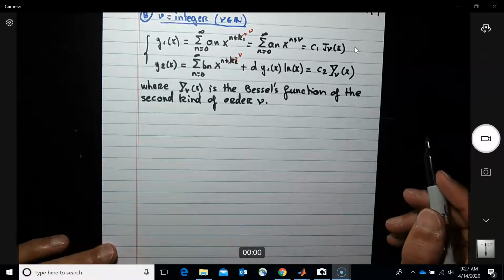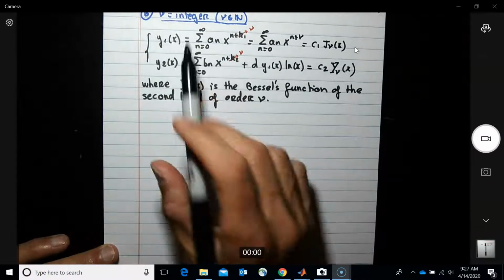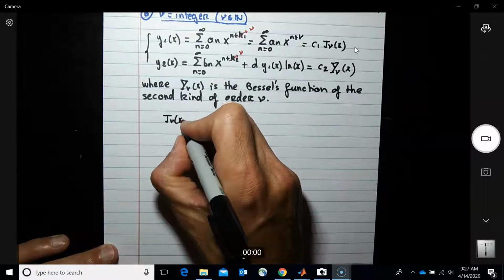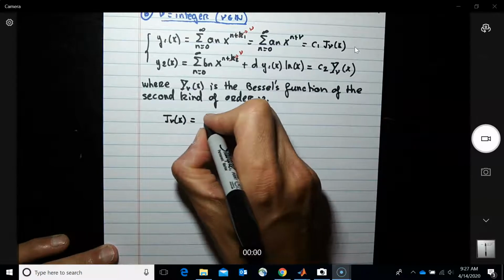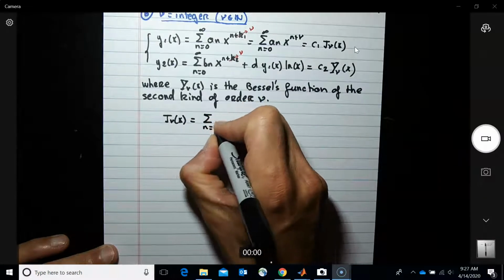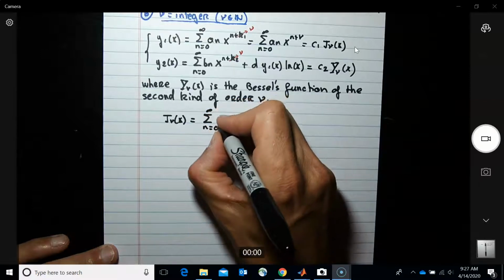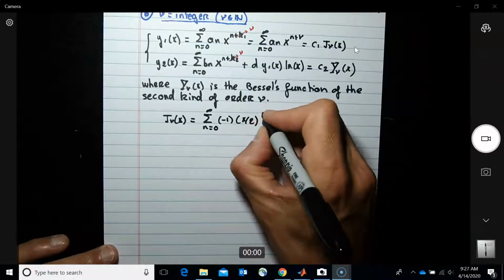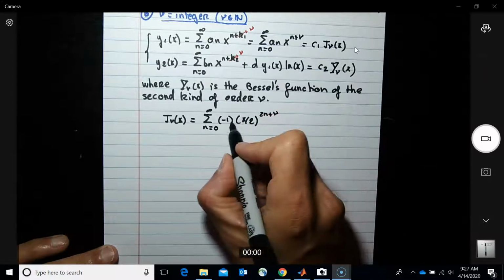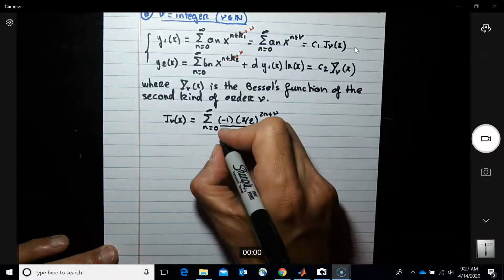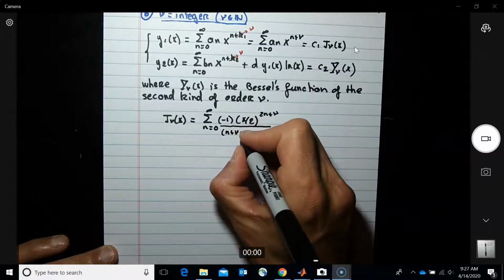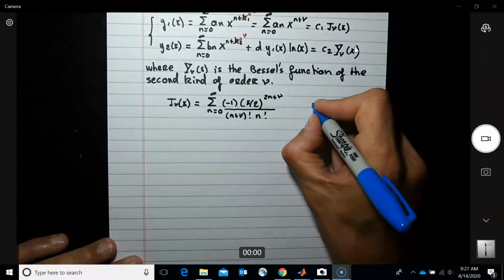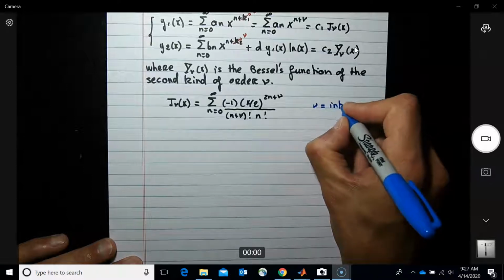Okay, so let's see. When mu is an integer, the Bessel function of the first kind of order mu is given by the summation n equal to 0 to infinity. So if you had to do the power series expansion, this is what you will find over here: n plus mu factorial times n factorial. So this is when mu is an integer.